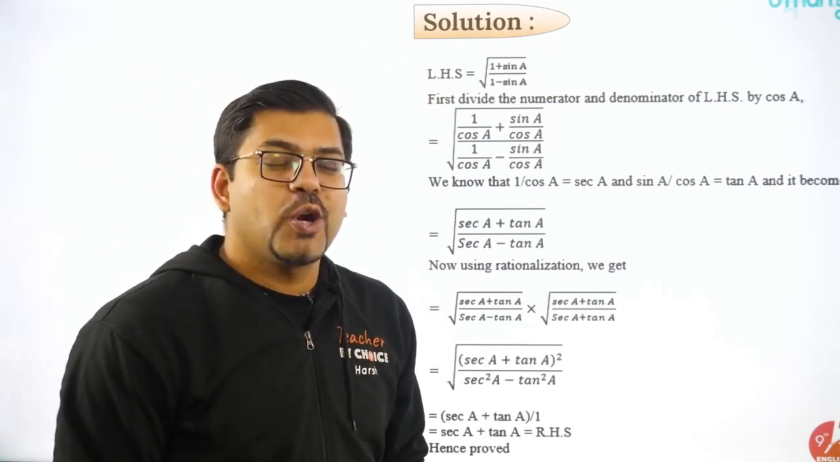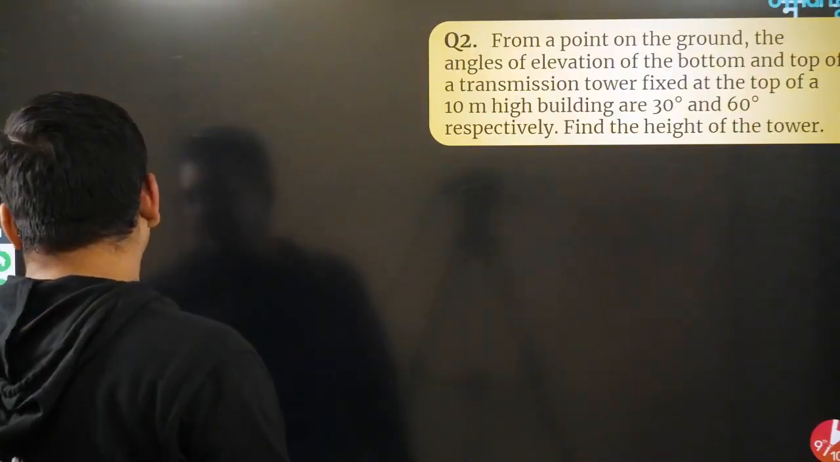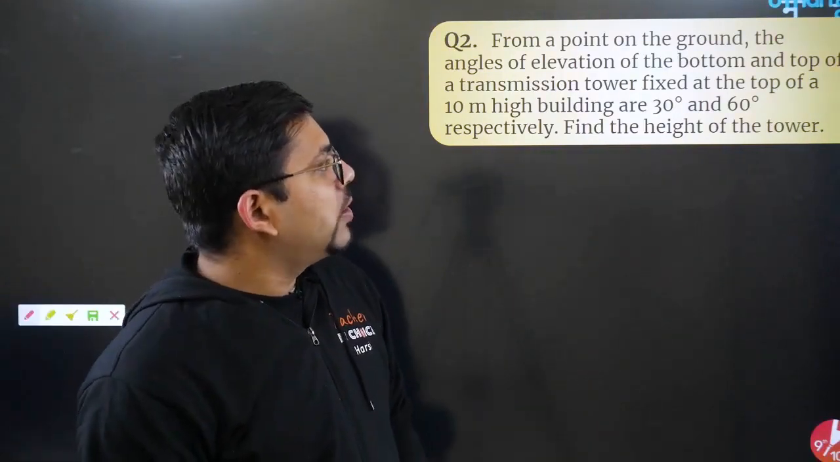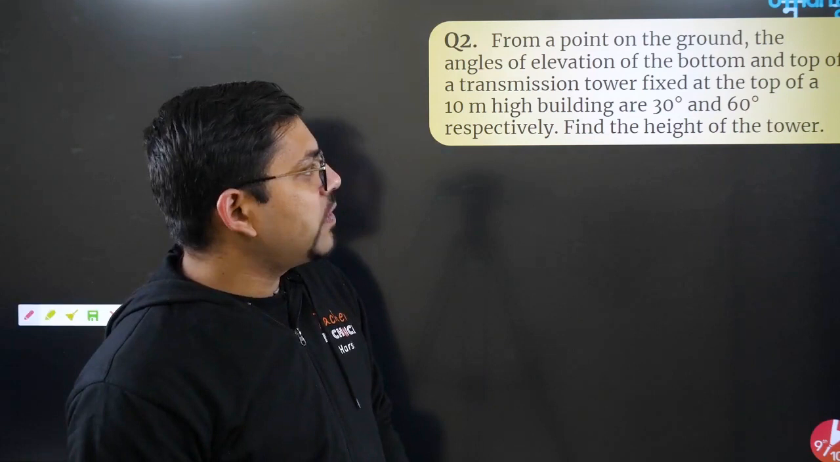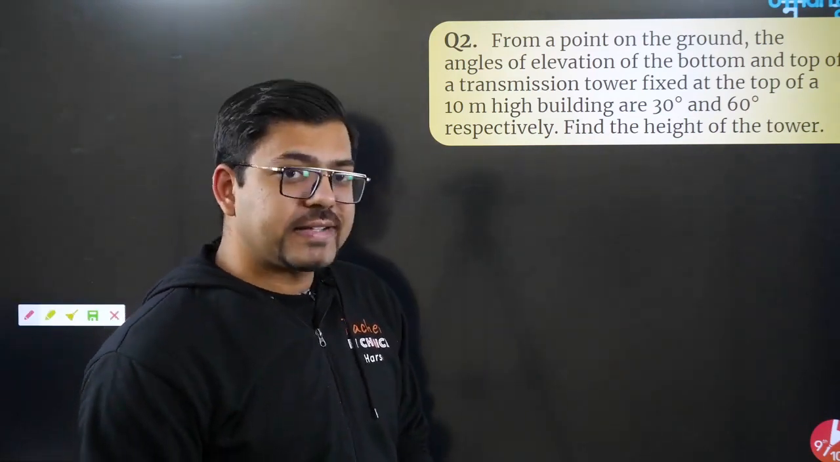Okay, let's move on to the next question. Here we go for the next. The next question says, from a point on the ground, the angle of elevation of the bottom and top of a transmission tower fixed on the top of a 10-meter high building are 30 degree and 60 degree.